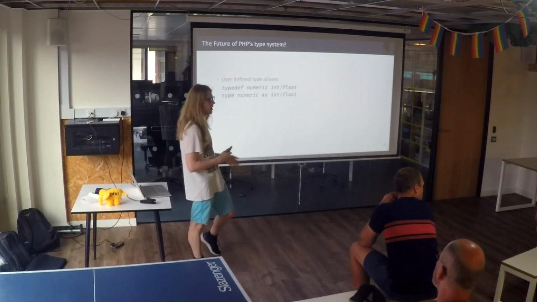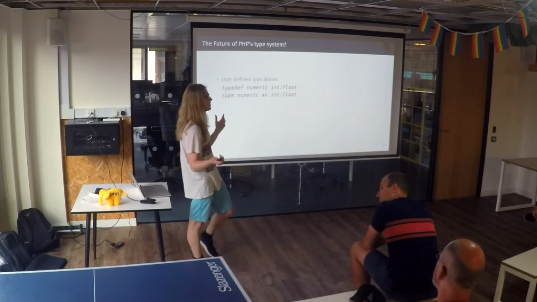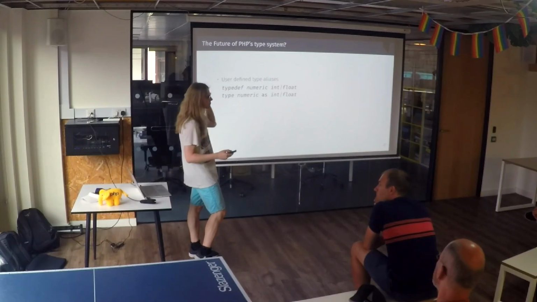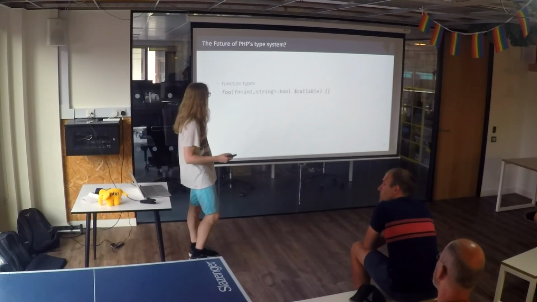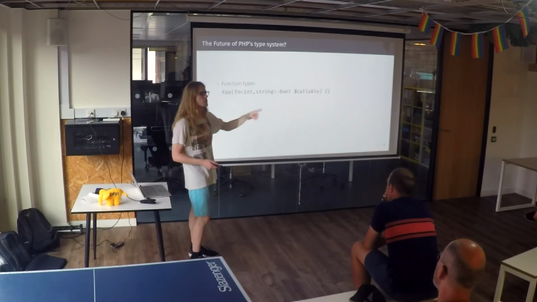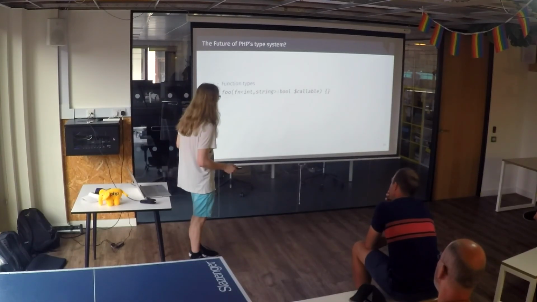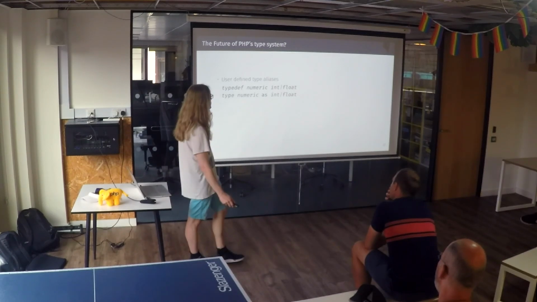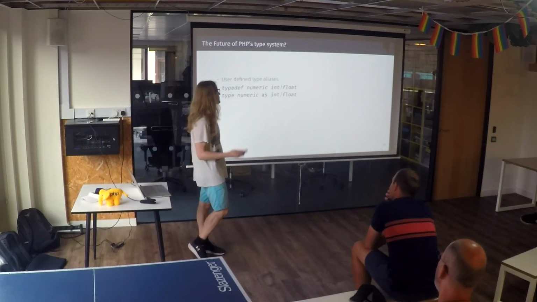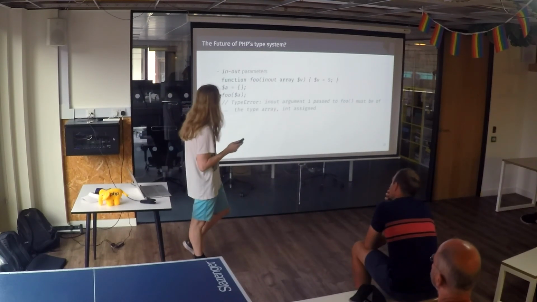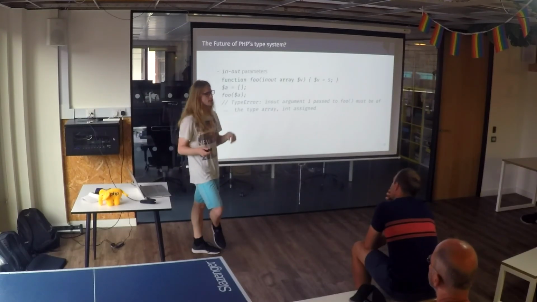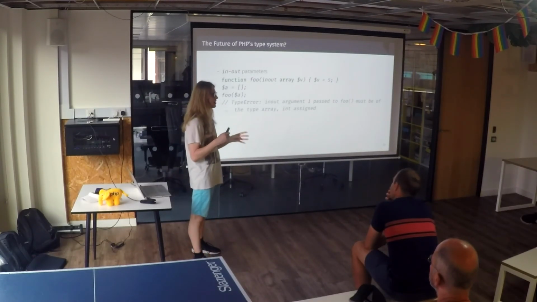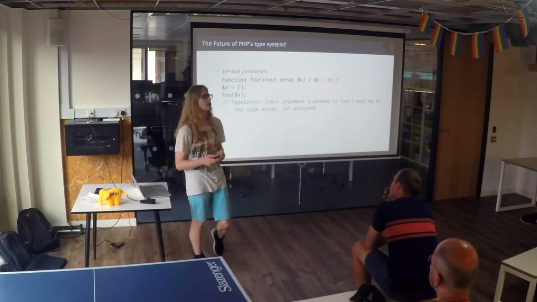User-defined type aliases, I did say a bit before, it would probably be nice to have something like this for long types, especially DNF types, or function types as well, because always needing to write this for every single method or every single return type, it's probably going to get boring quite quickly. So type aliases will be very useful for that. And another concept would be in-out parameters. In-out parameters basically are an improvement on references that currently exist in PHP.